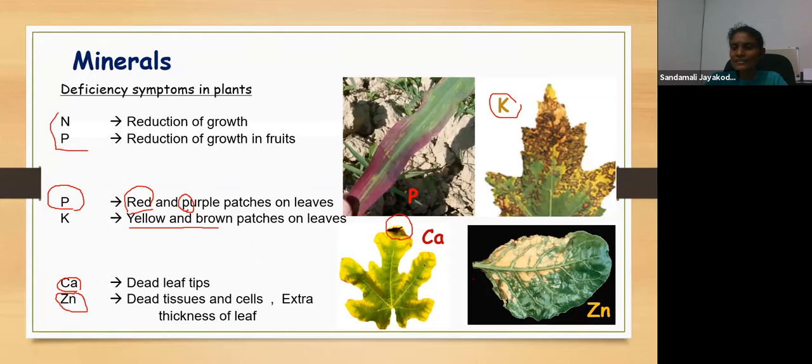Have you seen those thick leaves, with extra thickness, that break like coconut shells, on some trees? They are different from normal leaves. Have you seen? Yes, teacher. Yeah. It's due to zinc deficiency. Dead tissues and cells, and therefore extra thickness of the leaf. Leaves become thick. So these are the deficiencies of different minerals in our plants. So this is the end of this lesson.